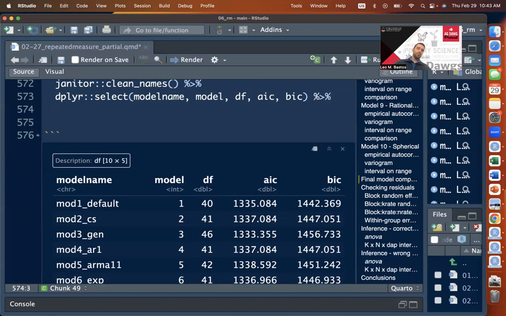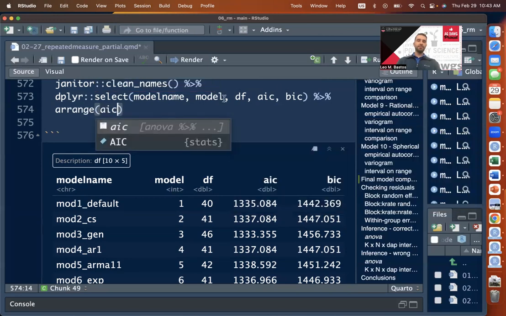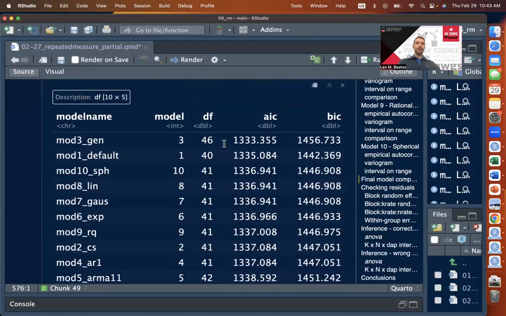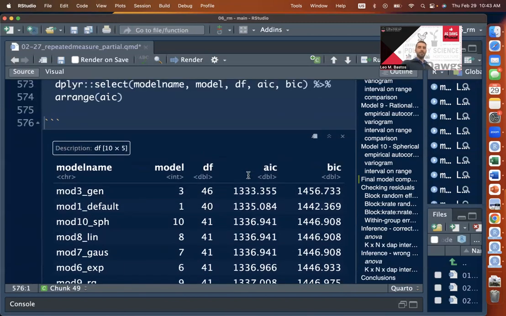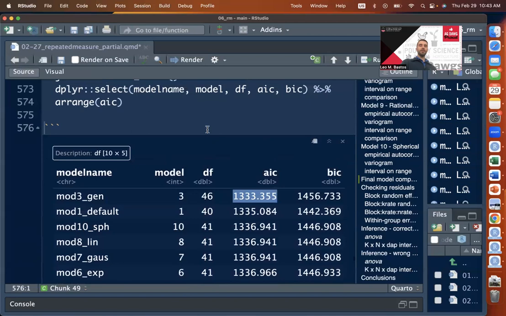So if we want to sort this by AIC, what column do we use? Or sorry, what function do we use? Arrange, right? So we use arrange. And first off, let's arrange by AIC. The default is going from lowest to highest. So we see here that if we use AIC, mod 3 gen is the best, as we already knew, but we're just confirming that here. So we don't just trust our eyes and actually have a way to confirm that.